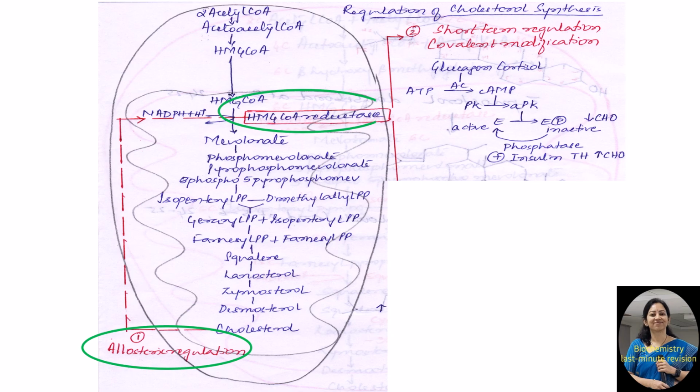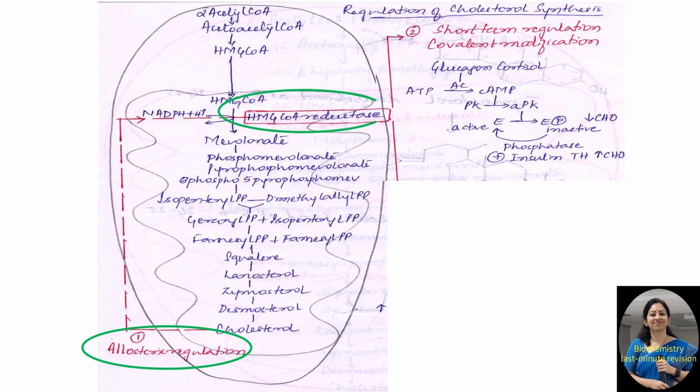which will cause phosphorylation of HMG-CoA reductase. So phosphorylated HMG-CoA reductase is inactive in fasting state. So there is decreased formation of cholesterol whenever we are fasting or starving.